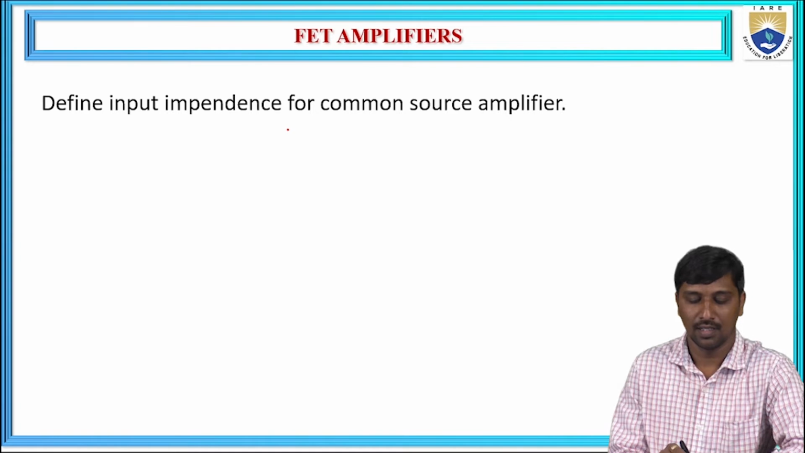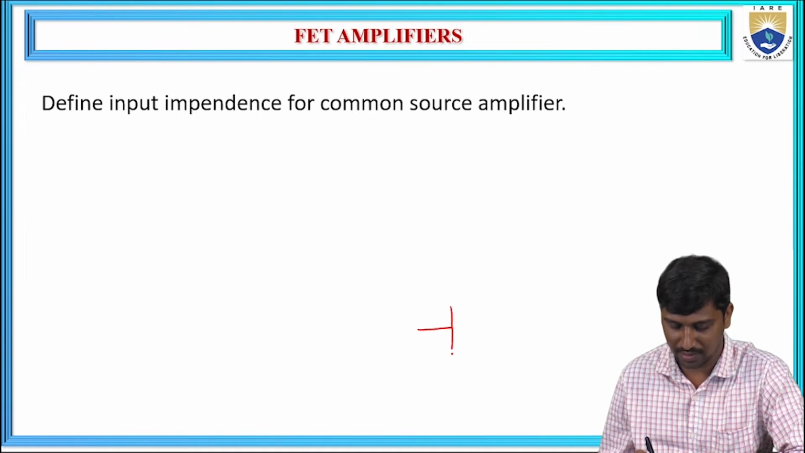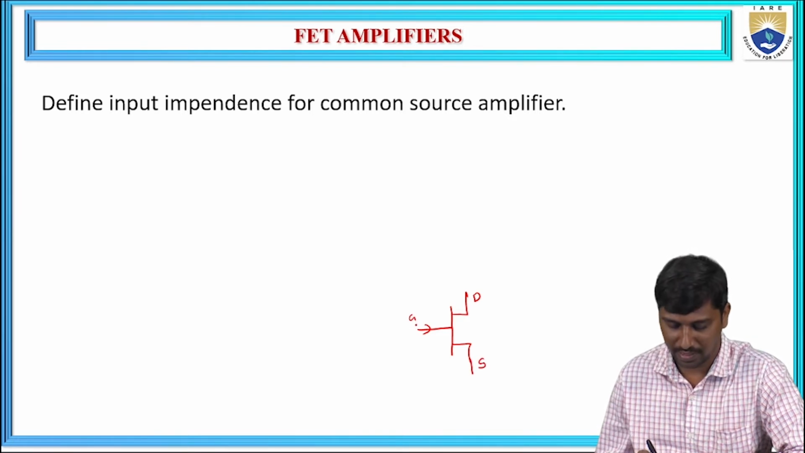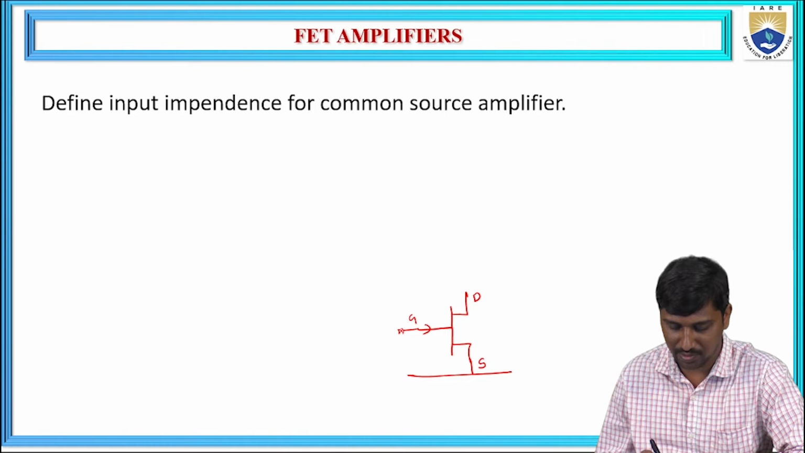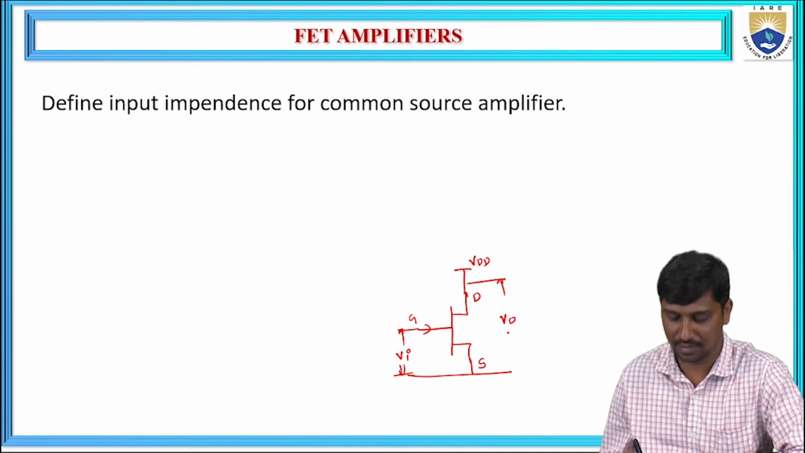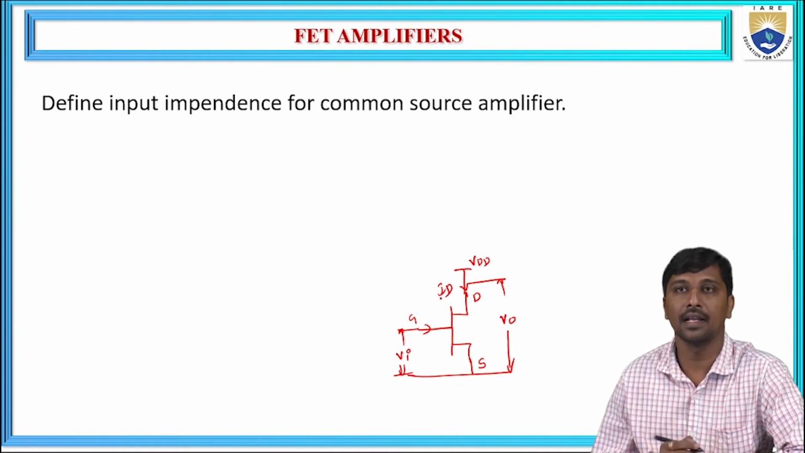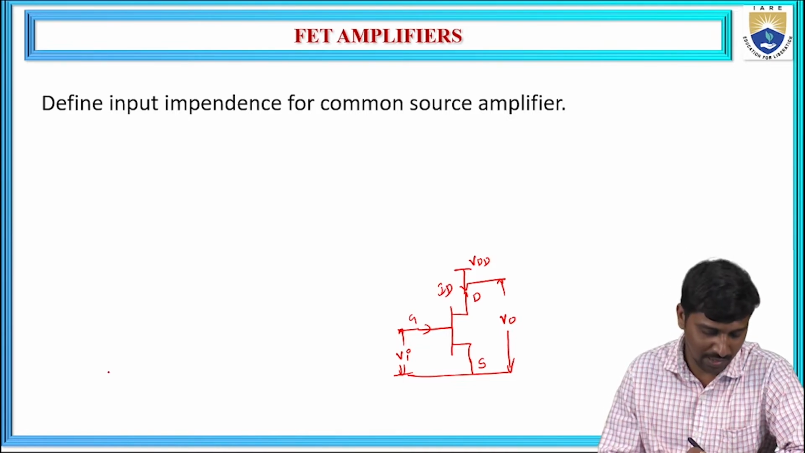Now define input impedance for common source amplifier. So let us consider the JFET again. This is drain and source, gate. Now we consider the common source Vi. Drain is biased with the VDD, and output is measured across the drain and the source. It allows the drain current, that is ID. Now we need to define the input impedance Zi or Ri.